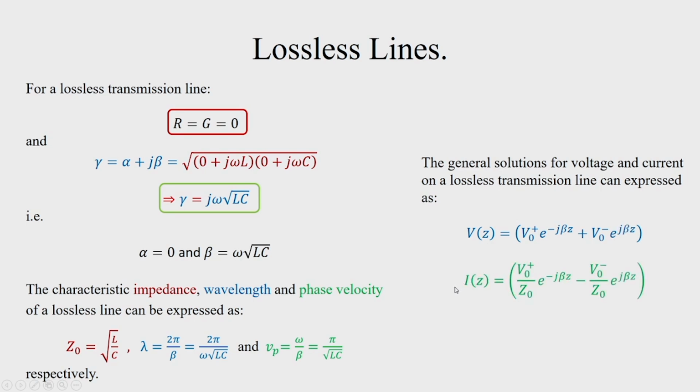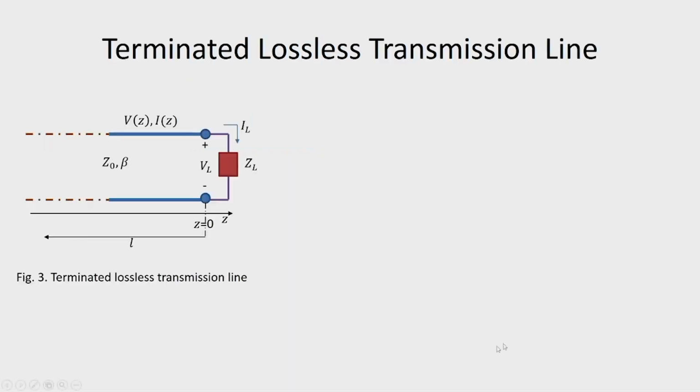Now, for a lossless transmission line, when alpha is equal to 0, the voltage and current phasors can be written as shown in these two equations. We consider a particular case of a terminated lossless transmission line. Here we see that the lossless transmission line having characteristic impedance Z naught and phase constant beta is terminated to a load impedance ZL.